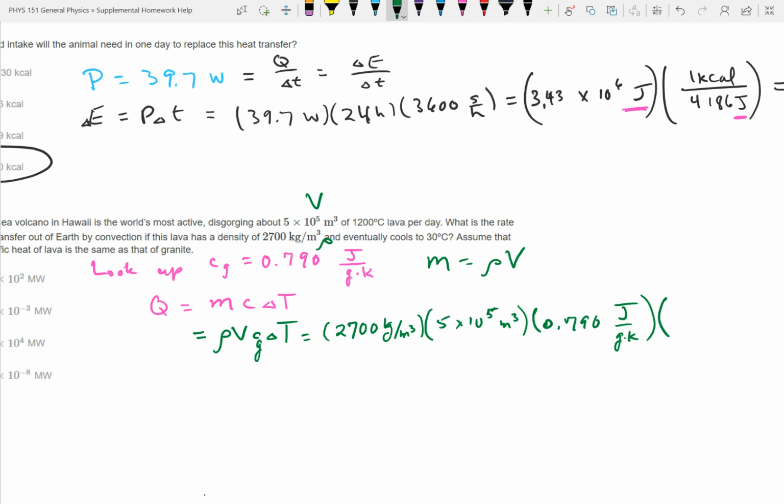So I'm going to put my bigger number, 1200 degrees Celsius, minus my smaller number, 30 degrees Celsius. And once again, we know because it's a change in temperature, that's perfectly legit. I don't have to change it to kelvins. If I change it to kelvins, I'd add 273.15 to both numbers, and the 273.15, because it's the difference, will subtract out.